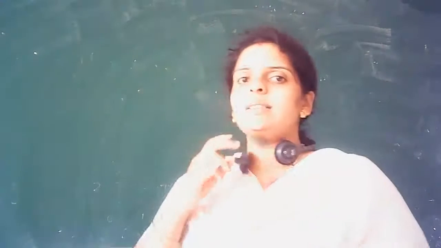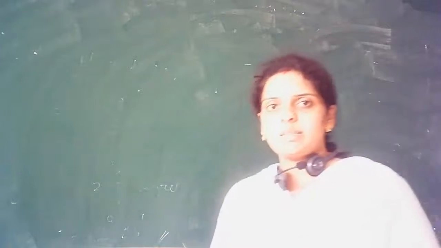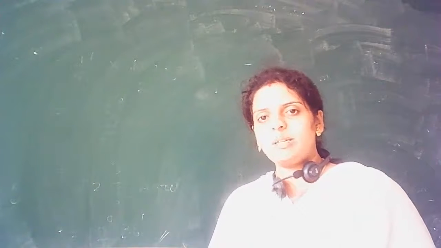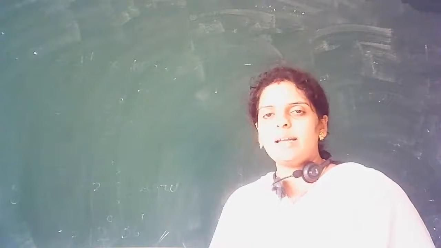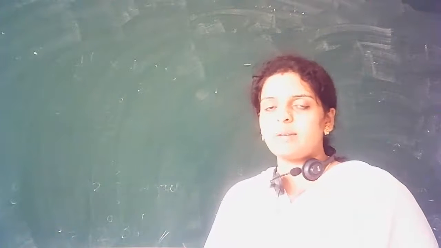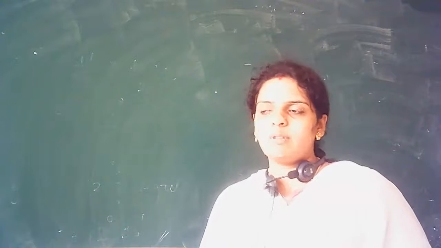Good afternoon, students. In the last class, we started with the chapter on atoms. In the second part of this atom chapter, we discussed the J.J. Thomson model and Rutherford alpha ray scattering. After that, we discussed the distance of closest approach and impact parameter. So, these four concepts we have covered already.